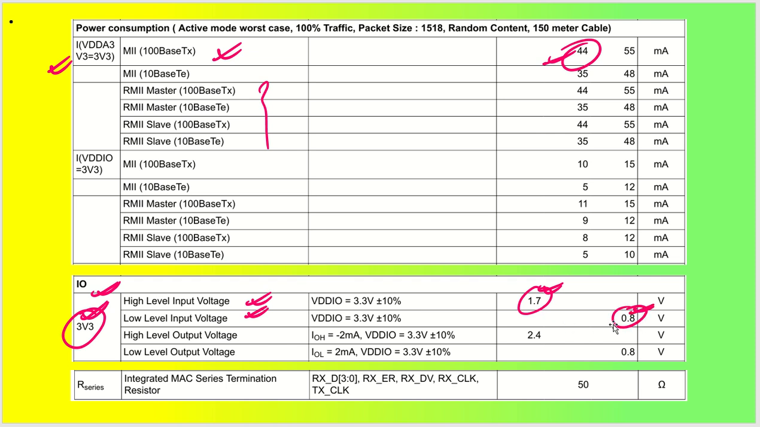So for a low signal it should be 0, but it can get as high as 0.8 volt maximum, and it will still consider it as 0. If you talk about the high level output voltage, that was the input side, okay, on the output side it is going to be 2.4 volt, and for the low level it will again be 0.8 volt. So these are the high level and low level logic levels.